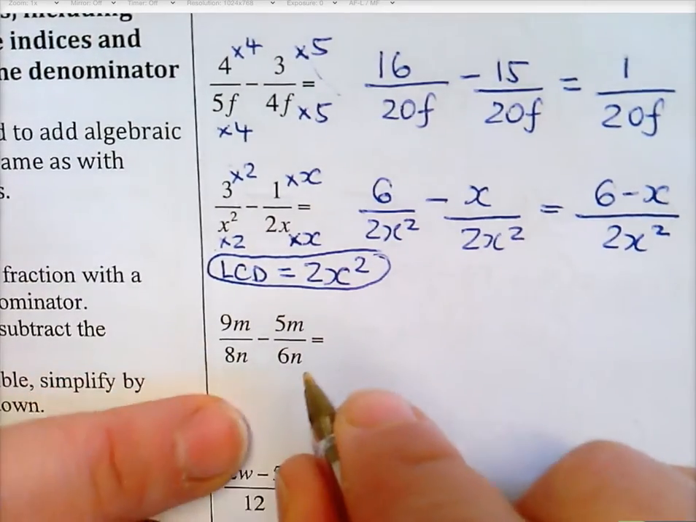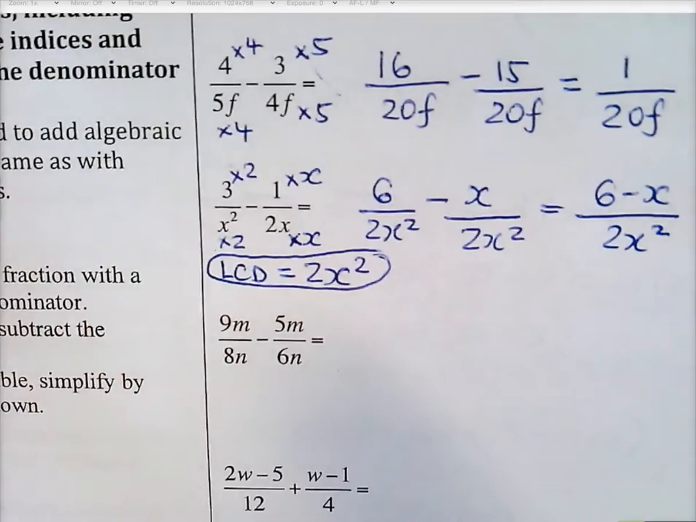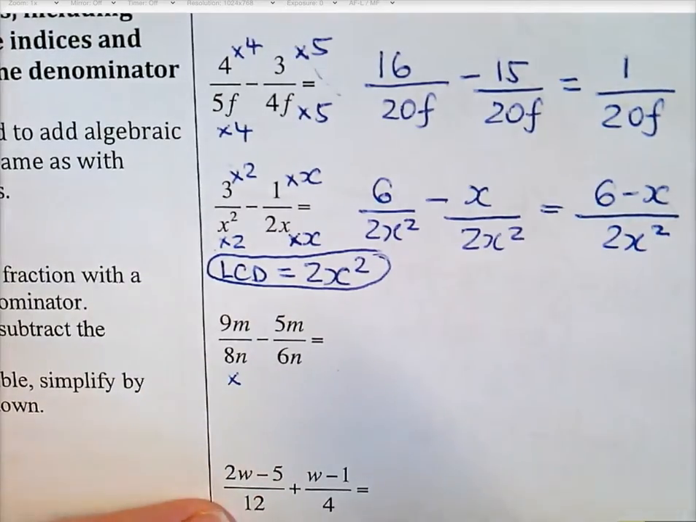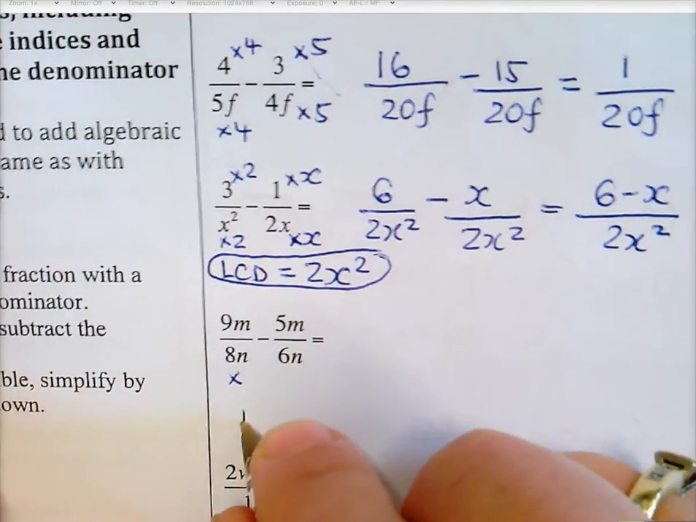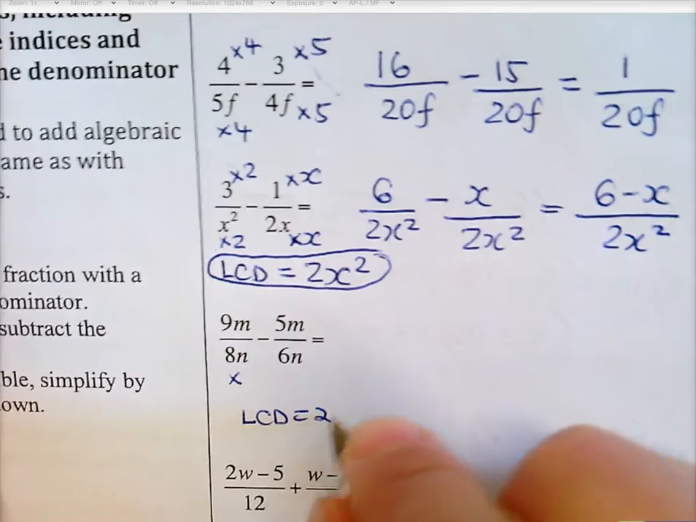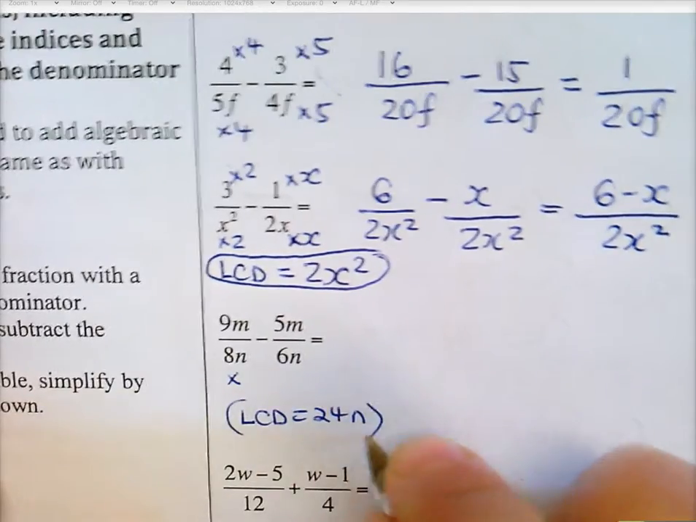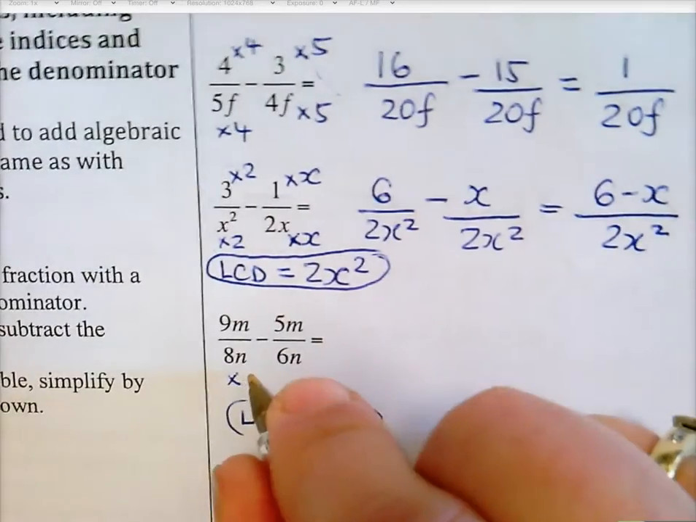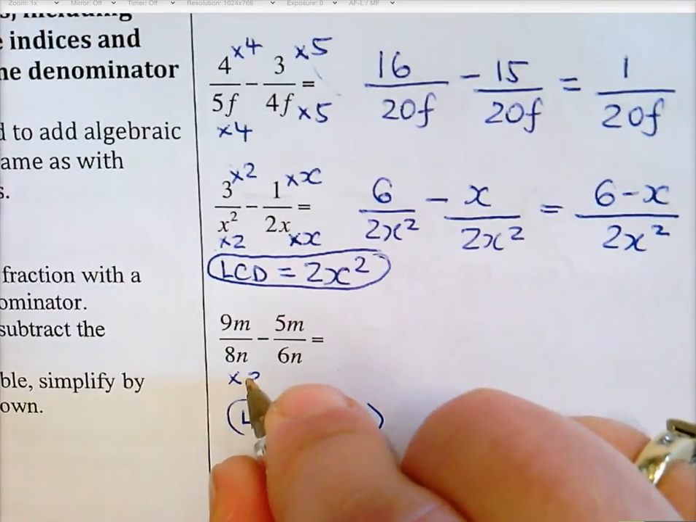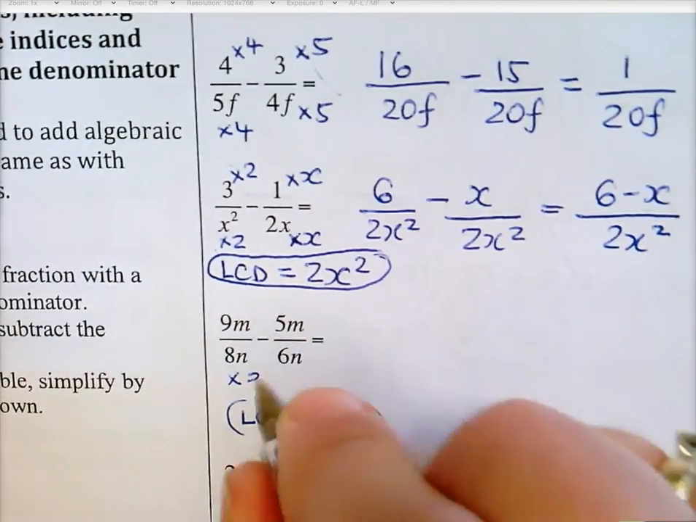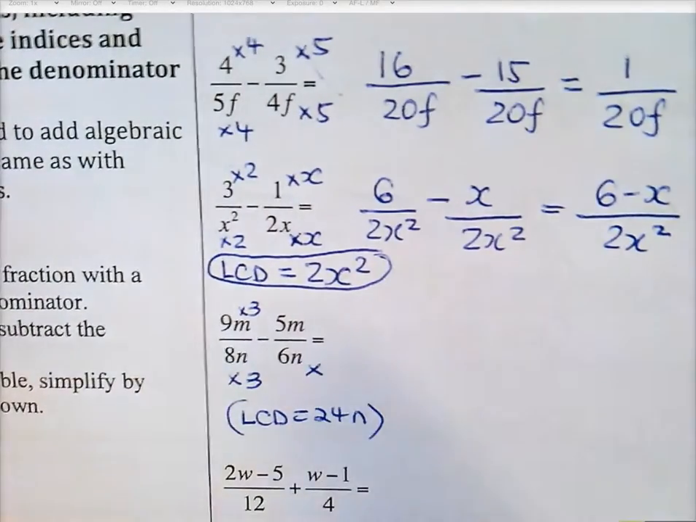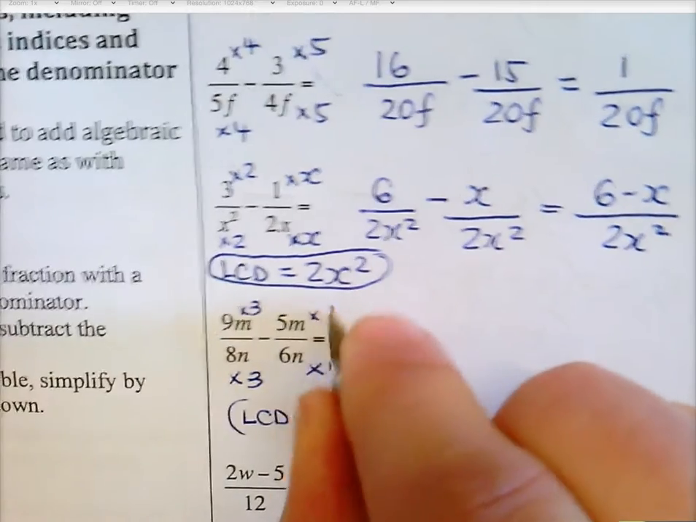Now the n's are the same, so I don't need to work on the pronumerals. I only need to make the numbers the same. So my new denominator is going to be 24n. Okay, what do I do with the first fraction to get 24? Times 3, times 3. Second fraction times 4, times 4.